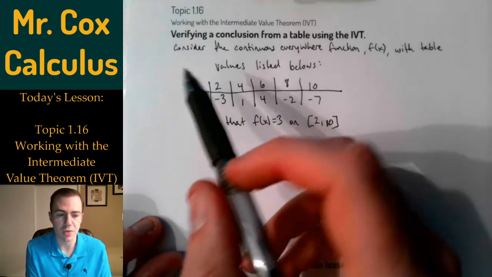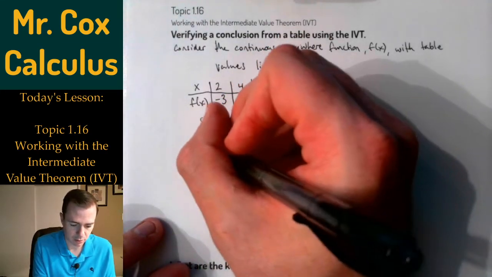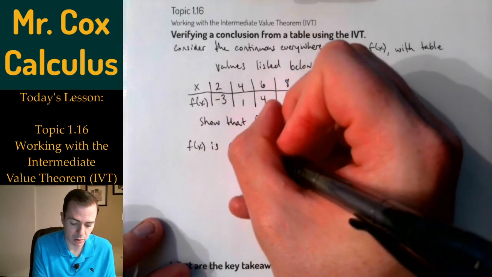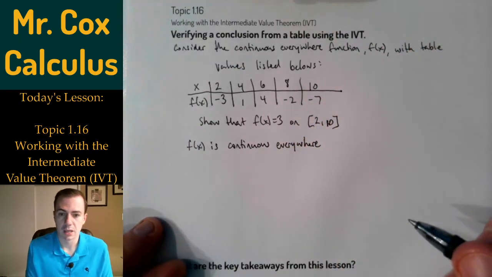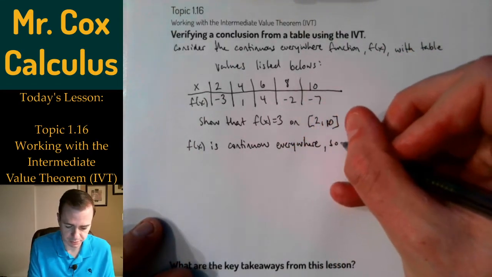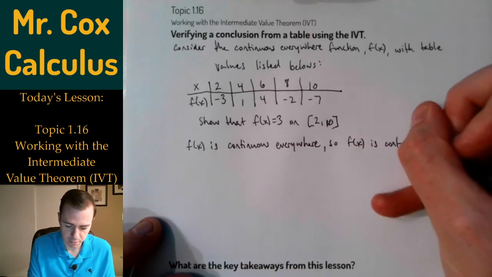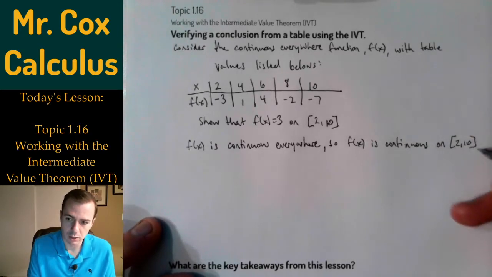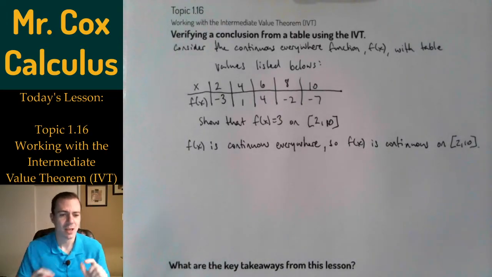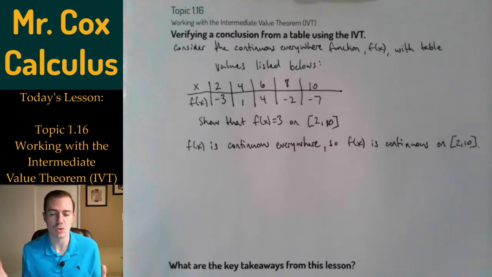Well, the first thing I know that was given to us when this function was given is that f of x is continuous everywhere, and that means that f of x is definitely continuous on the closed interval 2 to 10. That's a true statement. The reason why I use this example is that there is a little bit of a trick, and you do have to kind of see what you're looking for before you take it on.